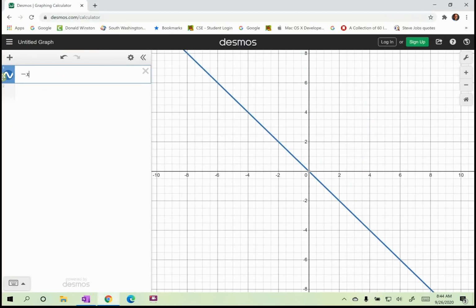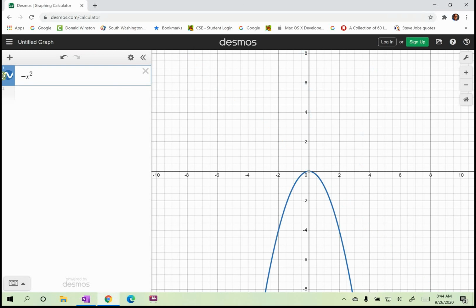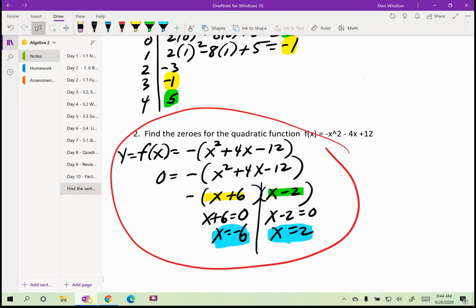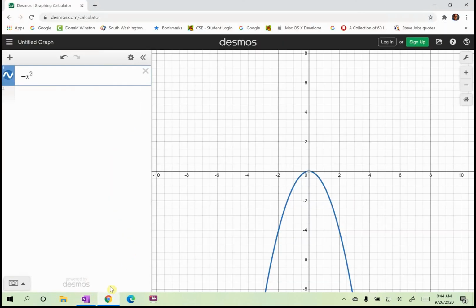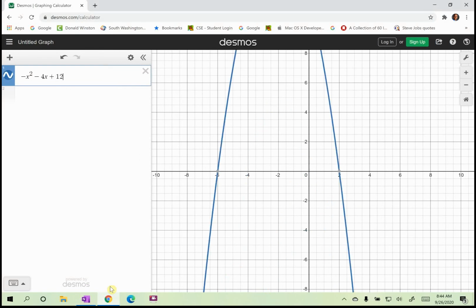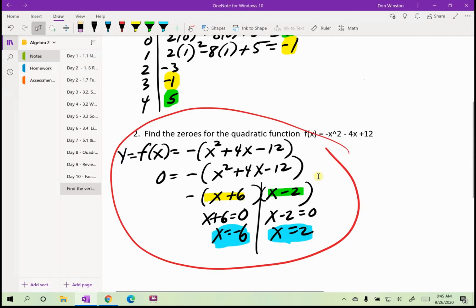Anyway, so I got negative x squared minus 4x plus 12. Let me go back. Minus 4x plus 12. And what did I say? My zeros were negative 6. Yep. And 2. There you go. All right. So use Desmos to help and check your work. There's no reason why you can't get 100% on this take-home quiz. Okay.